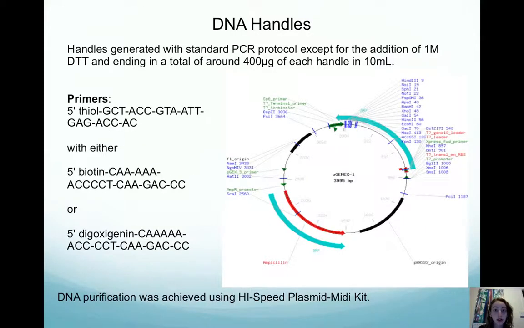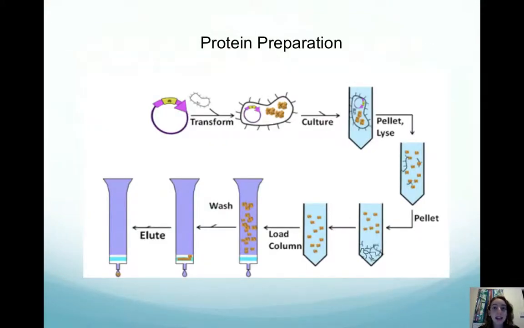So first we have to create the DNA handles, and they're around 500 base pairs each, and each have a thiol group on one end that can bind with the free cysteines at each end of my protein. And the other end of the DNA handles will be either biotin or digoxigenin. The reason why we have either biotin or digoxigenin is because they can interact strongly with the beads of the molecular tweezers. And then the next thing you have to do is prepare the protein.